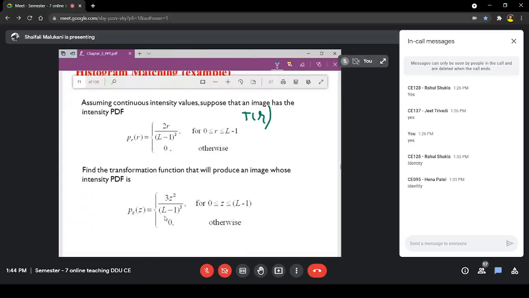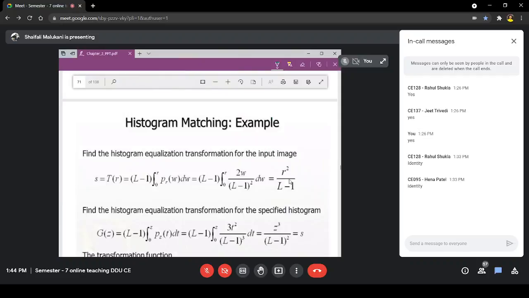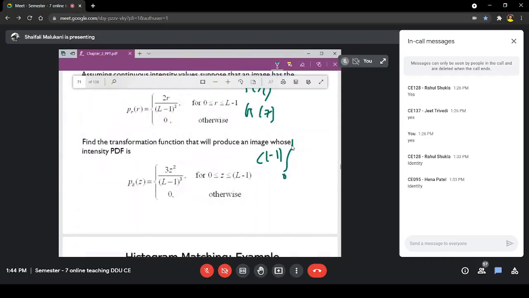Then I have Z. I will obtain G of Z. How to obtain G of Z? Again the same methodology. So G of Z is L minus 1 times the integral from 0 to, again the W variable. Instead of W, if you want to take any variable, let me check what they have taken, T. They have taken T, so any variable of integral you can take. It should not be Z, otherwise you will get confused here.